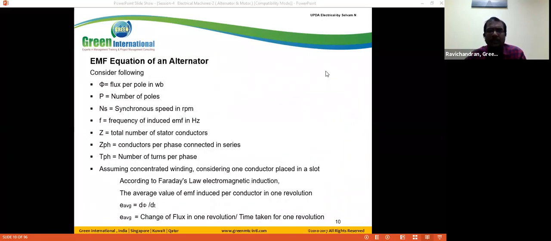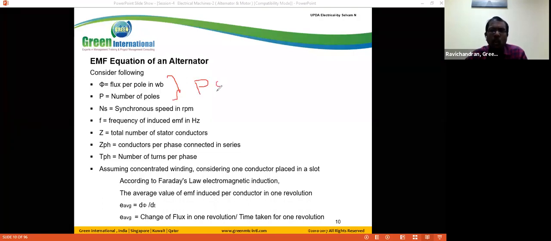So, the EMF equation of the alternator. Here, flux: we have a 2 pole alternator or 4 pole, depending upon the requirement we decide. So each pole produces a flux phi. If we multiply the number of poles and the flux, we get P phi, which is the total flux. That means the total flux in the alternator.